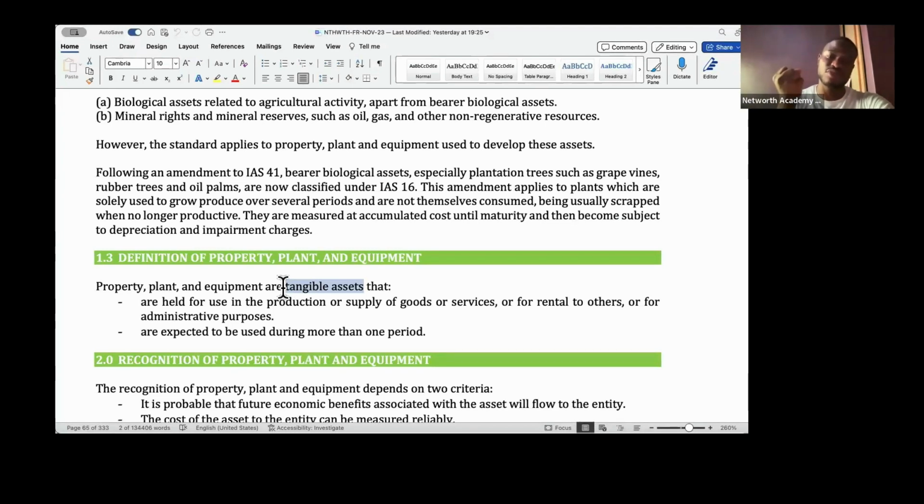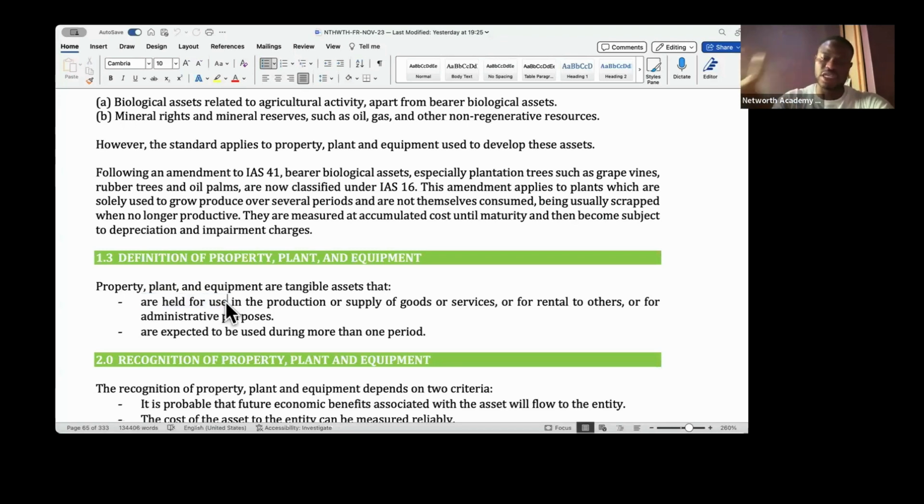That is, it must be an asset that has a physical substance. If it does not have a physical substance, then it is not PPE. So PPE are tangible assets, very important. And these tangible assets, they must be held for use, not held for sale. They must be held for use.